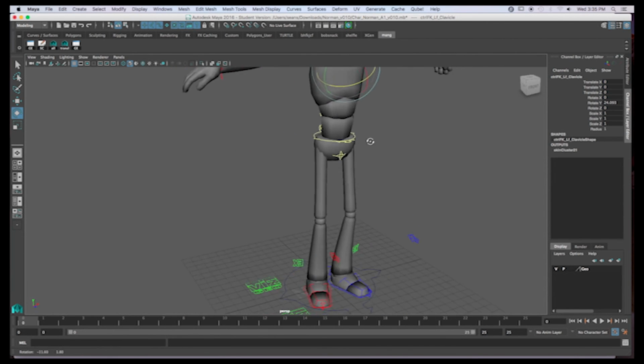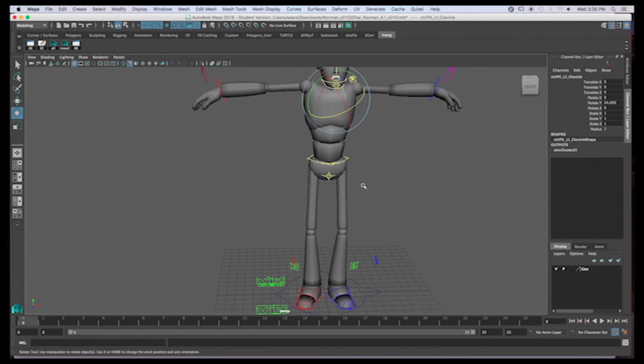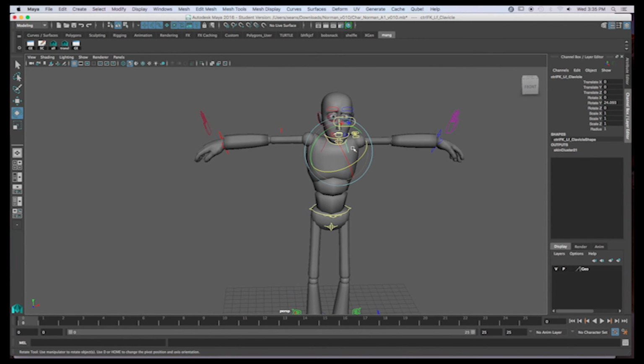All right, so the next thing I'll move on to after that is posing the legs and the hips and the spine and all that other good stuff.